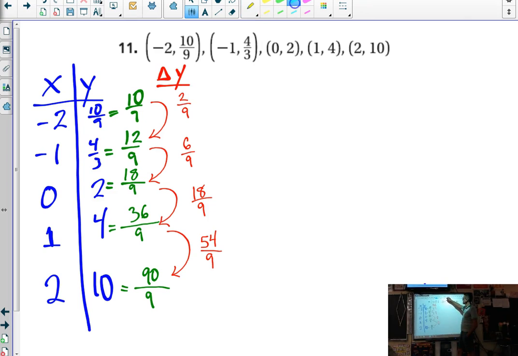Now, I wanted us to stare at this longer before we figured that out. Ignore the ninths, because those are all the same. I increased by 2. Then I increased by 6. Then I increased by 18. And then I increased by 54.